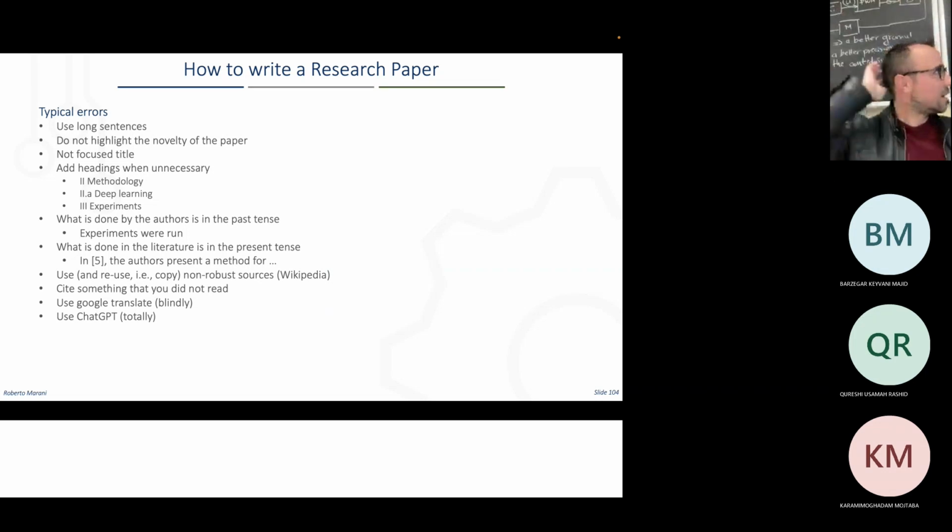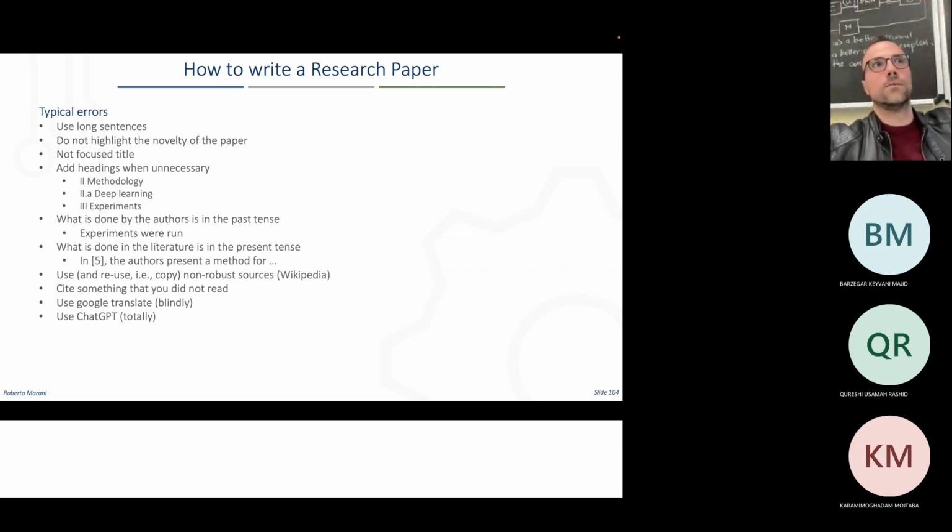What is done is in the past tense: experiments were run, when you discuss your experiments, for example. But what is done in the literature is in the present tense. In fact, the authors present a method, because it's something that is established, it is there in the literature, it will be there forever. Okay, present.